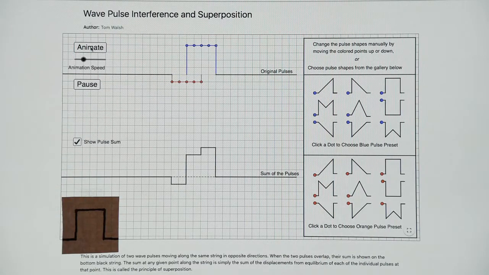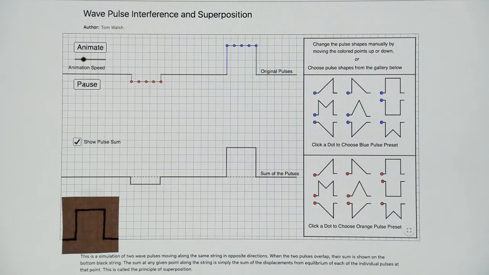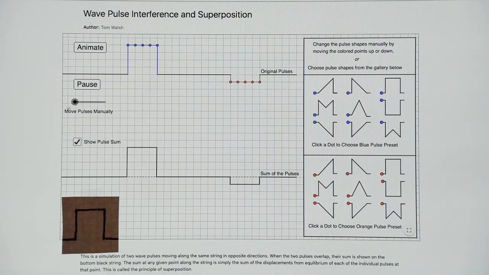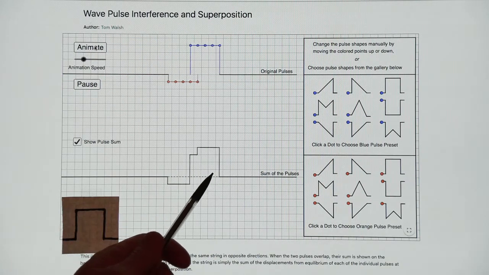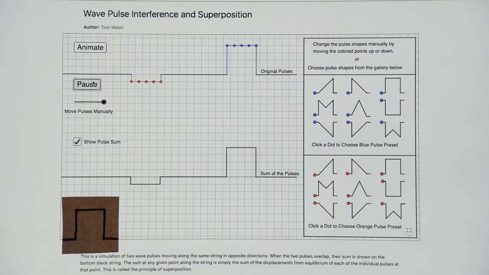And so we continue on. And there we are. Once again, the tall rectangle began on the left. It did not bounce off. It passes right through the other wave. And same with this one. They pass through each other. All right, let's do another example.